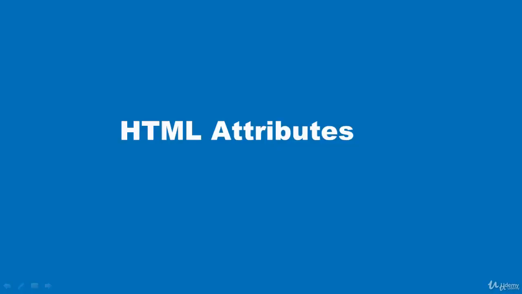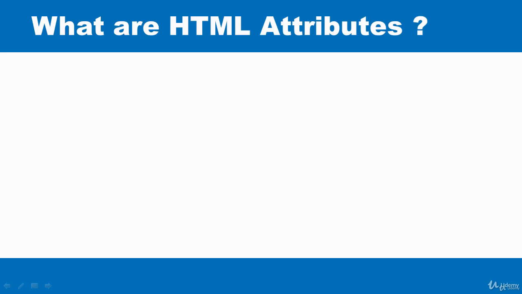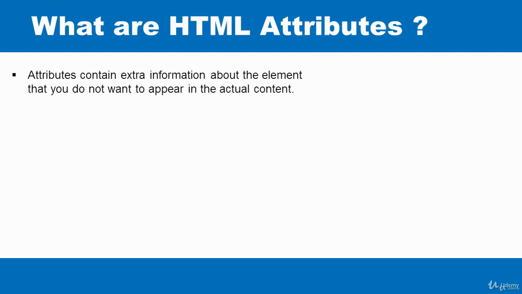Hello and welcome. In this video, I will explain what attributes are, and will also show you an example of an HTML attribute being used. What are HTML attributes? Attributes basically are used to provide additional information about an element. So they contain extra information about the element that you do not want to appear in the actual content.